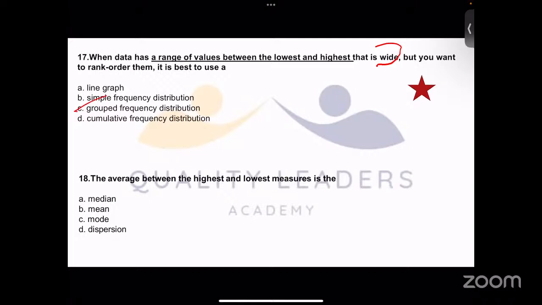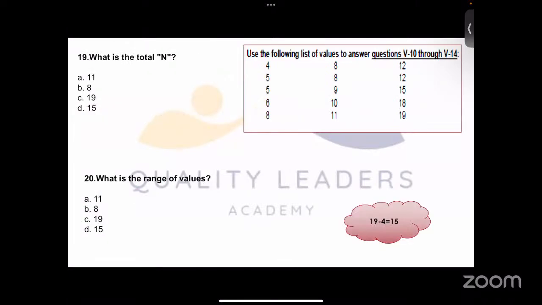Okay, number 18, the average between the highest and lowest measures is the A, median, B, mean, C, mode, D, dispersion. Okay, the answer here is letter B, which is the mean, meaning the average. What does it refer to? The average is the mean. Okay, average equals mean.